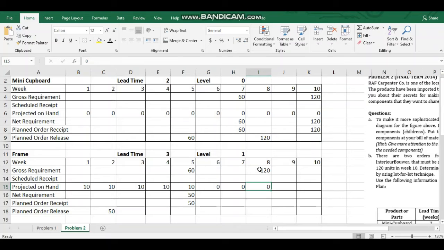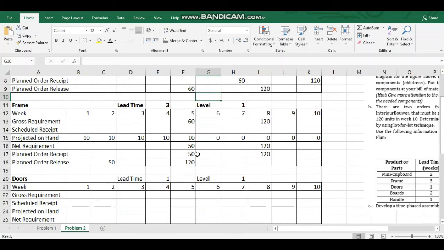And the requirement in week 8 is 120. We have no inventory, so the net requirement is as much as the gross requirement, and we have to place the order. Don't forget the lead time is 3 weeks, so we order it 3 weeks before, which is in week 5. The planned order release is 120 and will be received here and used to fulfill the gross requirement. Okay, and there's still no inventory until the end.